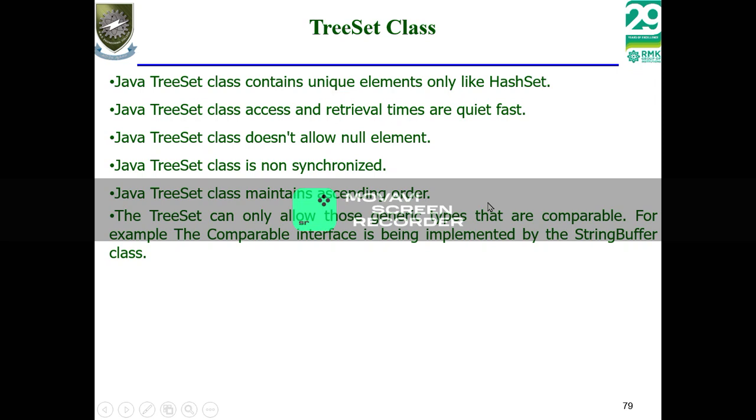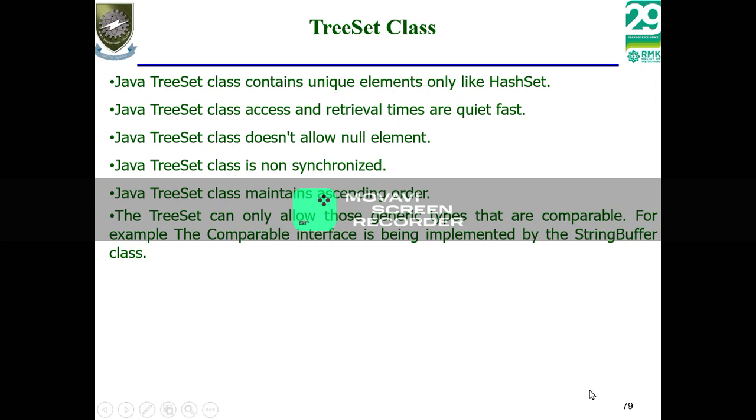So the TreeSet contains only unique elements. As I said, it is going to have only unique elements, and its access and retrieval is very fast. TreeSet is nothing but Tree plus Set. A tree is one of the data structures. The type of tree implemented here is the binary search tree.